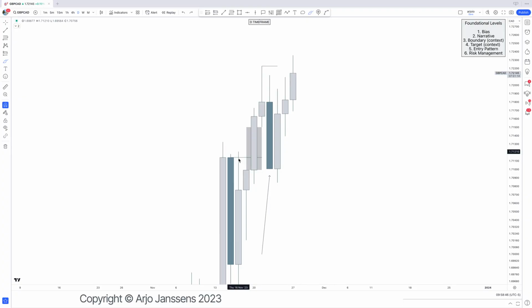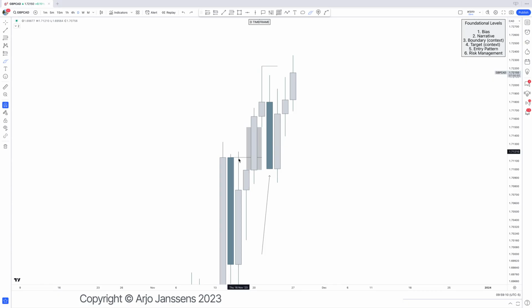No, there needs to be a boundary first. And that boundary is the PD arrays that we talk about. Once the PD array has already been traded into, that can't act as a boundary anymore. So a boundary is a one-time thing. And then you either get the entry pattern or you don't, and then you start all over again. Then you start with the bias, narrative, boundary, target, entry pattern. Don't get the entry pattern, you start back all over again.